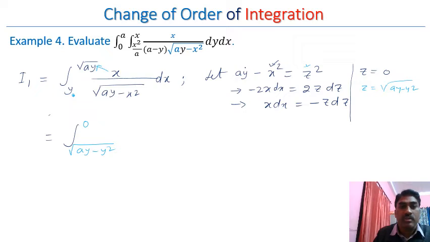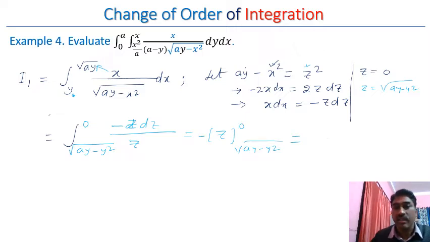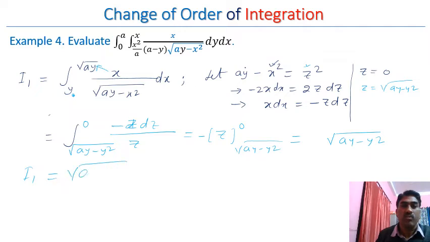And now this x dx is minus z dz, and below a minus x square is z square. So this square root equals z. So z cancels out, and we get simply z as integral. So limits are a minus y square to 0. And minus 1 is here. So we get square root of a minus y square. This is I1. I1 is equal to square root of a minus y square. Now put this I1 in I.